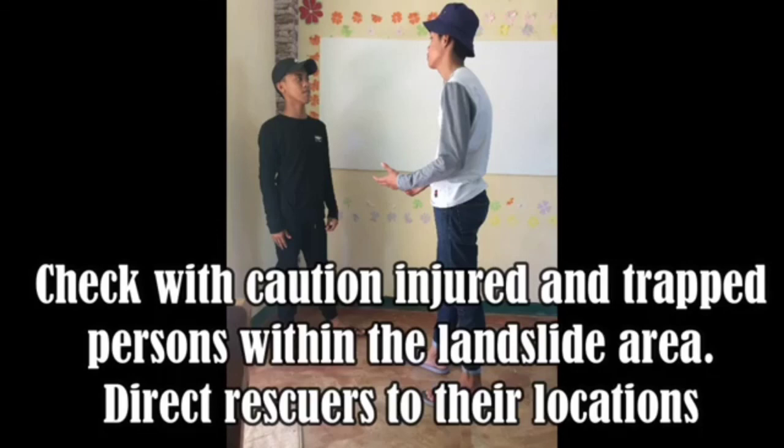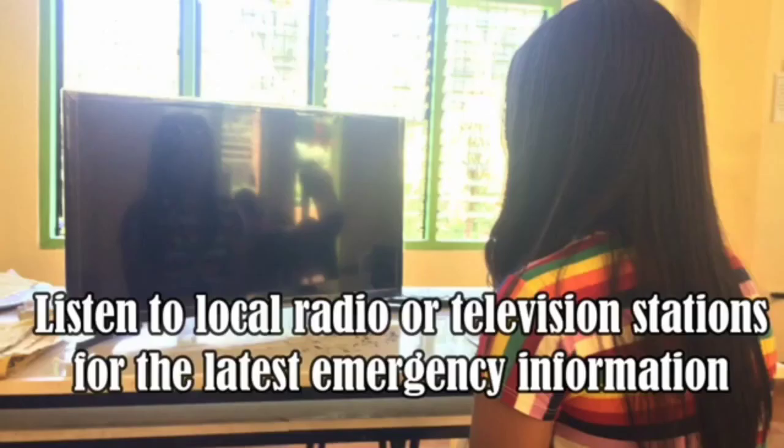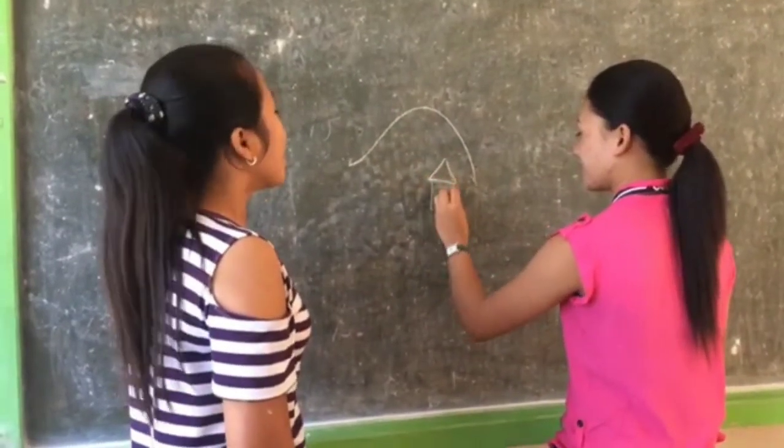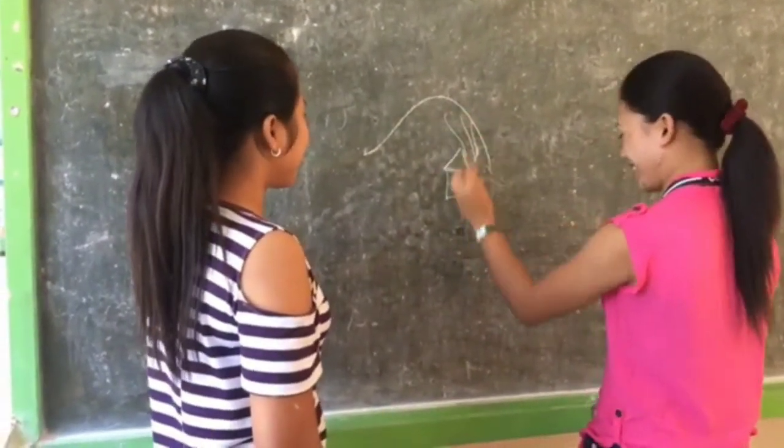Help with caution injured and trapped person within the landslide area. Direct rescuers to their location. Listen to local radio or television stations for the latest emergency information. Seek the advice of a geotechnical expert for evaluating landslide hazards or designing corrective measures.